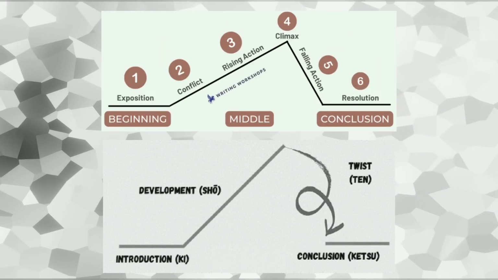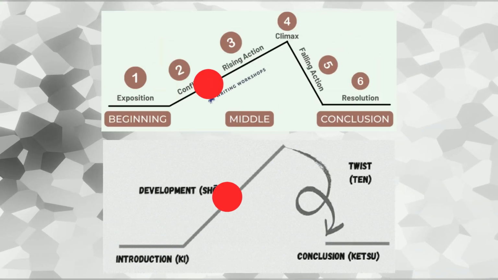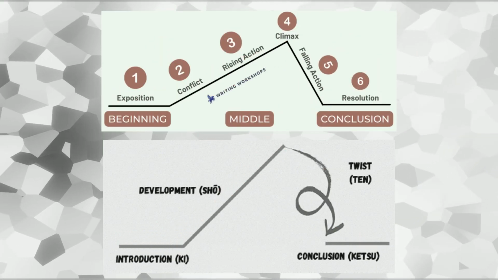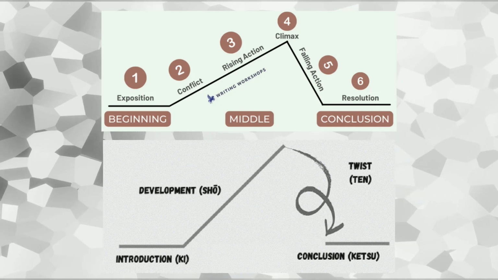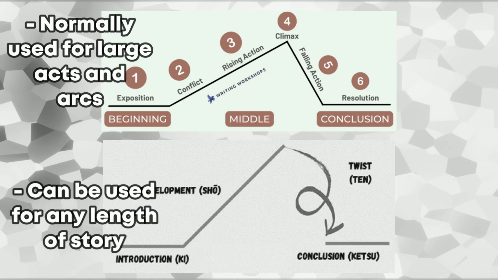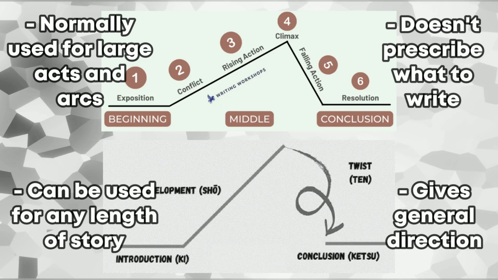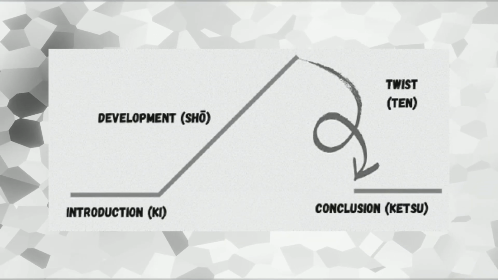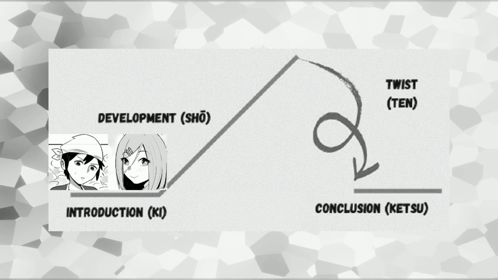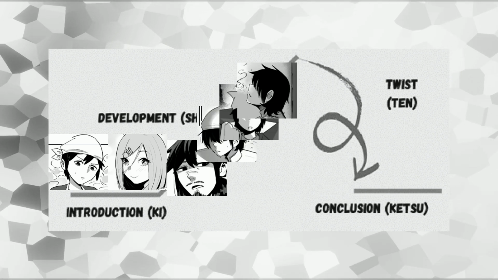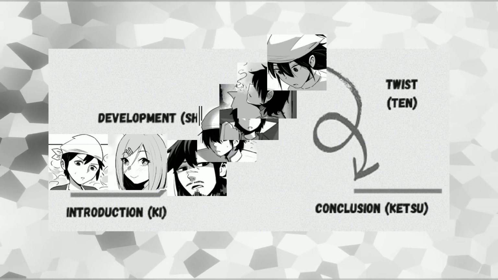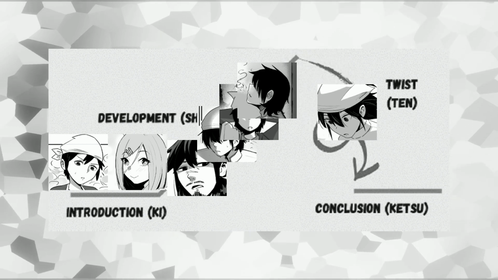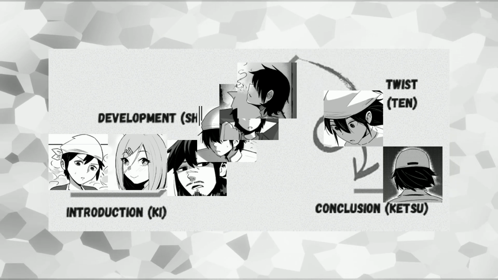Similar to the 3-act structure we saw before, it has this sort of linear progression. Unlike 3-act structure, however, it is a lot more versatile in how you can use it, and is more specific when telling us what to write. In terms of SUDS, the first 2 chapters are Ki, chapters 3, 4, 5, 6, and the first part of 7 is Sho. The ending of chapter 7 is our Ten, and chapter 8 is Ketsu.